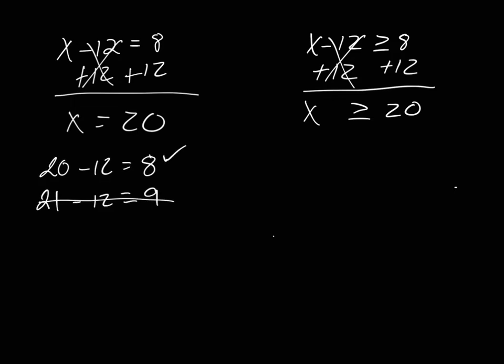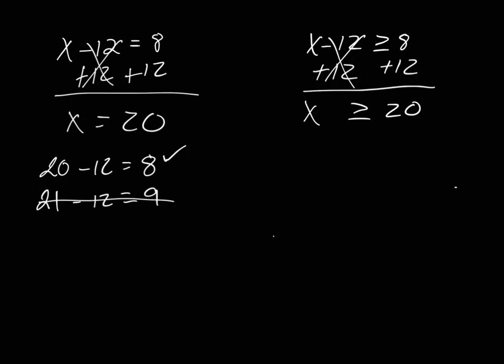So take a look with me over on the right-hand side, where we have x is greater than or equal to 20. While the left side is saying that x can only equal 20, the right side is saying that x can be any number bigger than 20 or equal to 20. So let's try this with a few different examples.